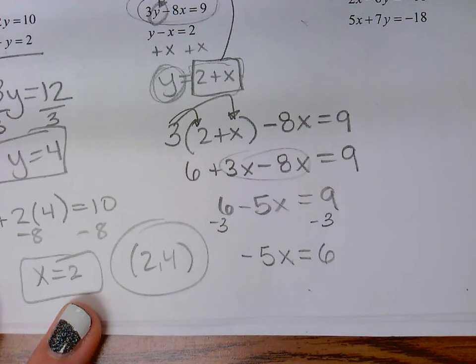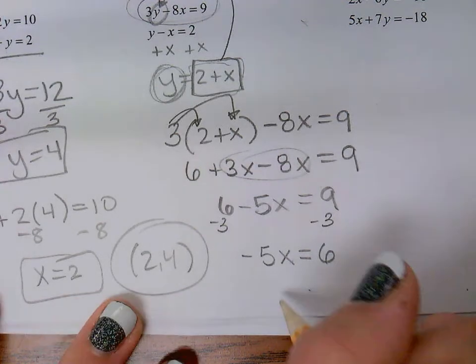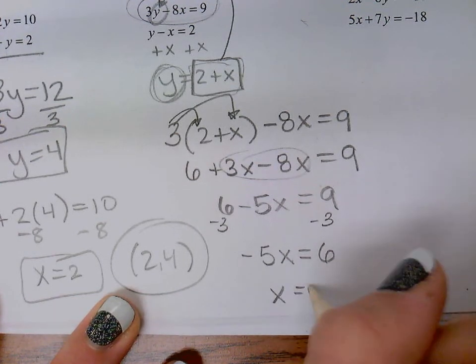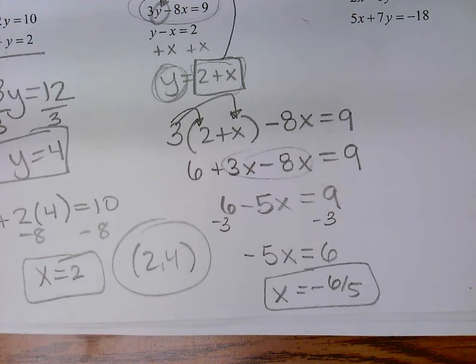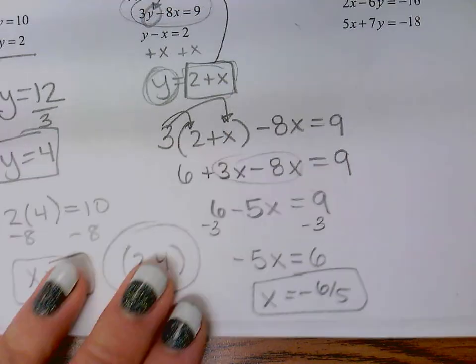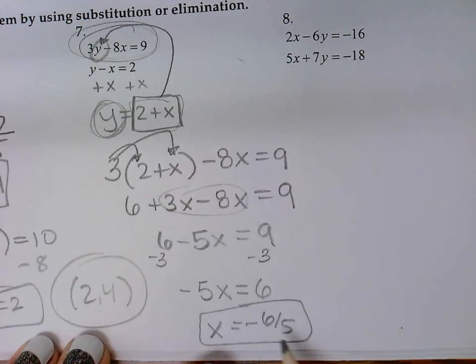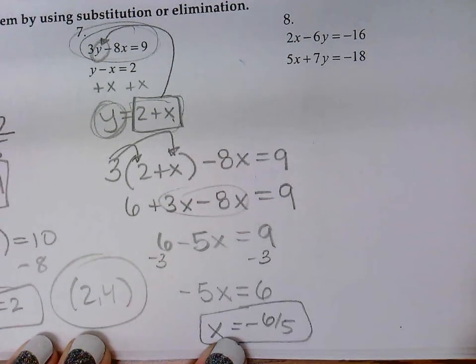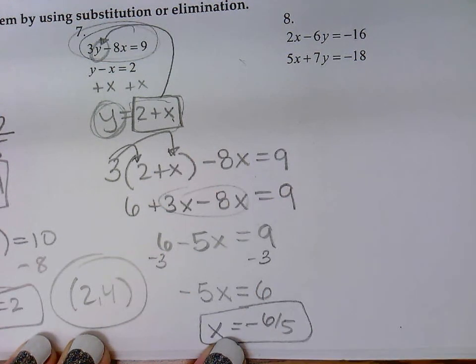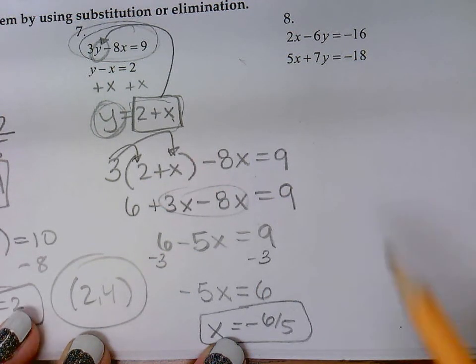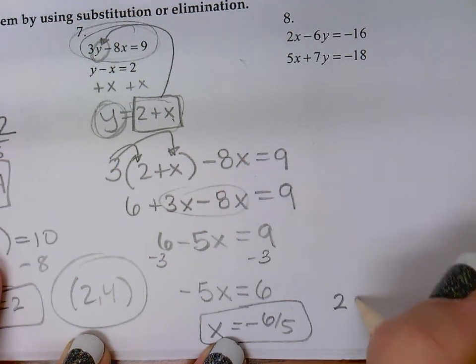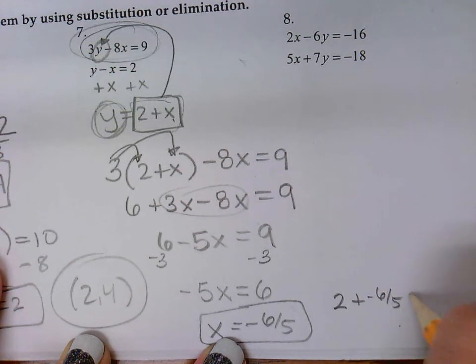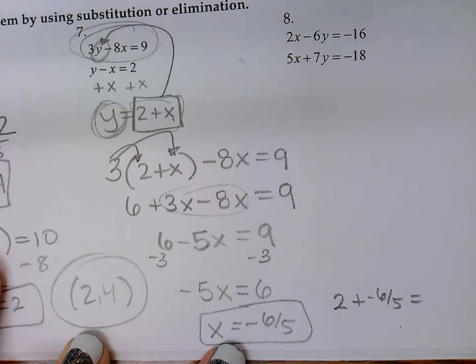That doesn't look right, but let's go with it. X equals negative 6/5. Yikes, that didn't come out as an integer. Maybe I made a mistake. Let's see. When I plug x back in, I would get 2 plus negative 6/5, which has to equal whatever y is. So 2 plus negative 6/5 would equal 4/5, right?